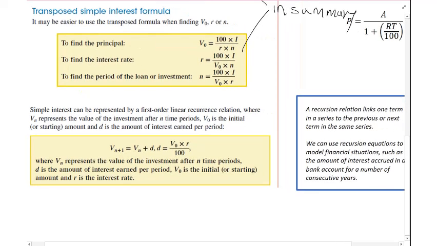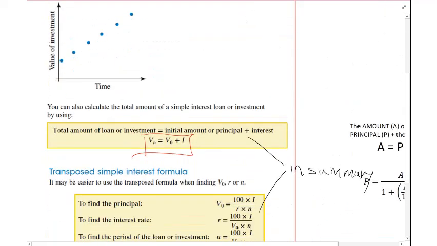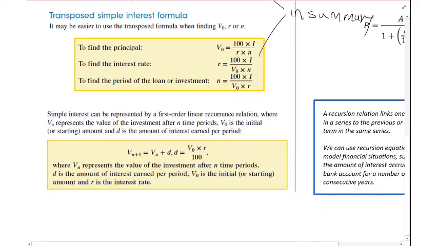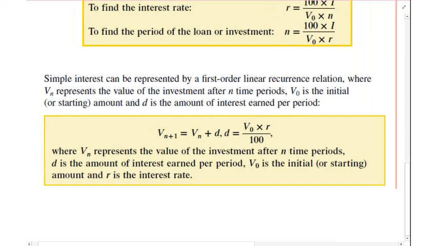Now, as I indicated before, what I was trying to suggest is that we've got a recurrence relationship, and we're showing this here. What we're saying is the simple interest can be represented by a first order linear recurrence relation, where Vn represents the value of the investment after n time periods. V0 is the initial or starting amount, which is why you're using the zero there. And D is the amount of interest earned per period.